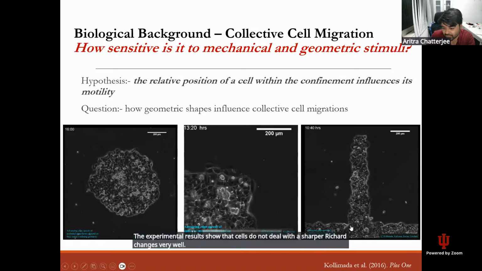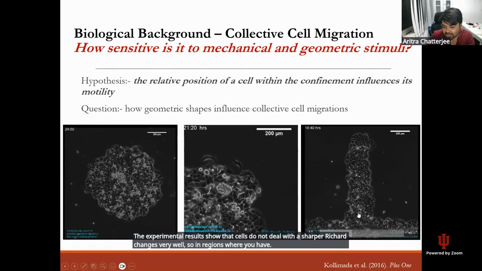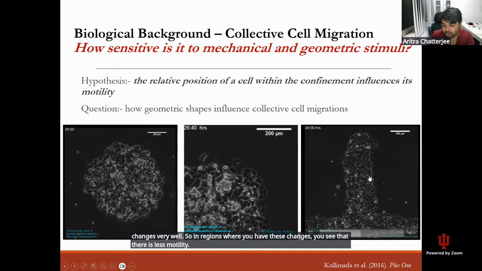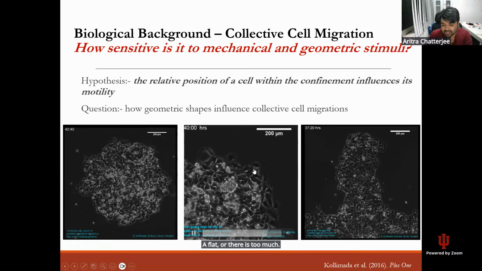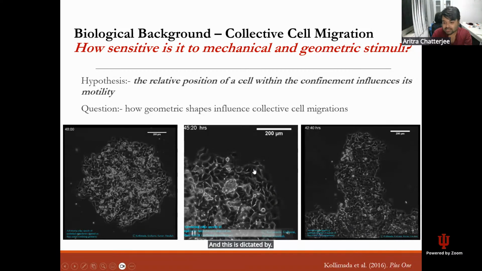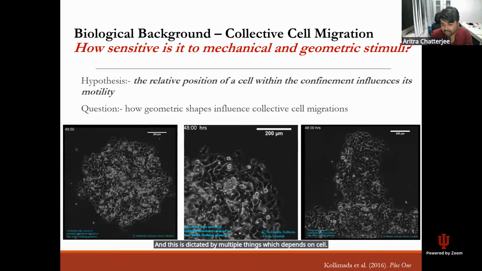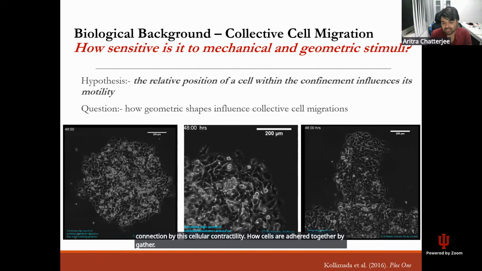So in regions where you have these changes, you see that there is less motility compared to higher motility where it's relatively flat or there is no change. And this is dictated by multiple things, which depends on cell-to-cell connection, cellular contractility, how cells are adhered together by cadherin junctions, and this leader-follower mechanism.